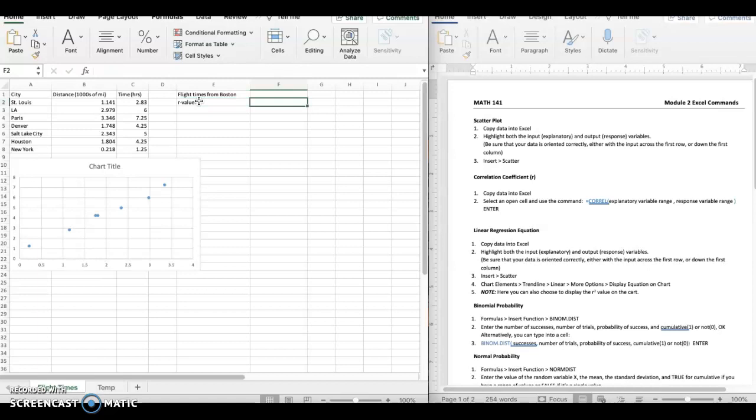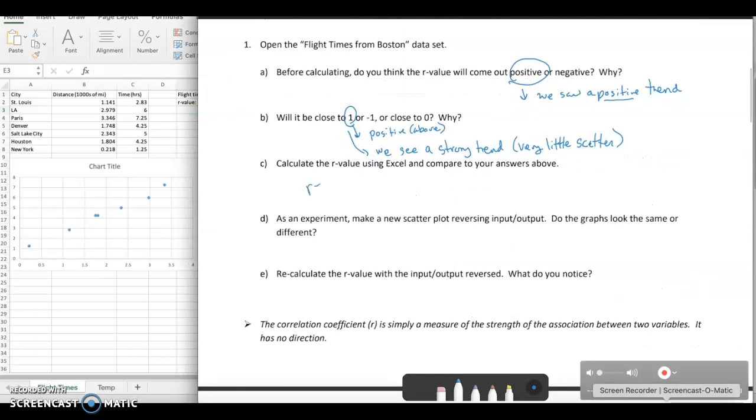So in my next one, I'm going to type in equals, and correlation comes up as an option. I need my explanatory range first, so all my explanatory variables, comma, I need my response variables, close it up, and hit enter, and I get an R value, or a correlation coefficient value, of 0.9947. I'll keep 4 decimal places, which is fairly standard for that. So I'm going to say that R equals 0.9947. And does that compare to my answers above?